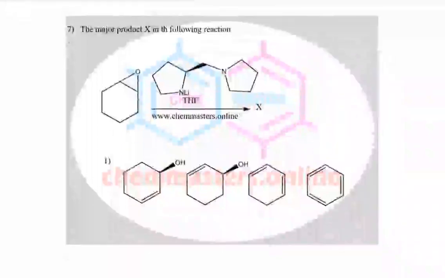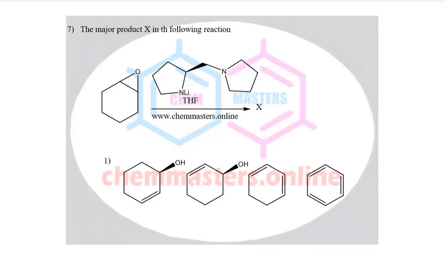The major product X in the following reaction is, just look at here. So what is the correct one? We have been given an epoxide, which should be opened here, right? And we have been given a reagent, which decides the final product in the reaction, okay? Because it is given with stereochemistry, right?